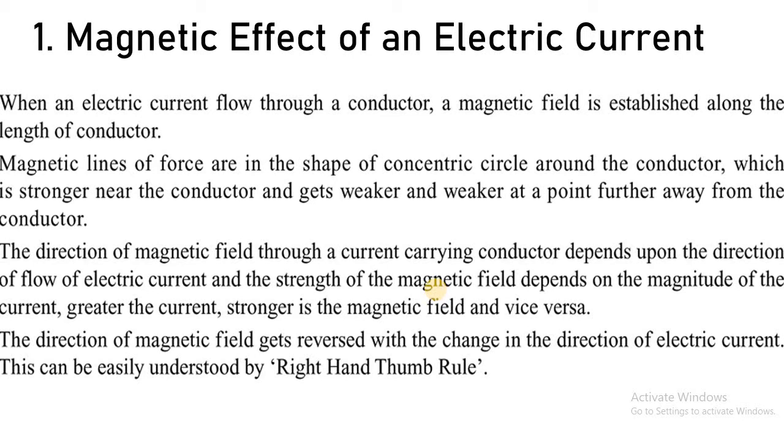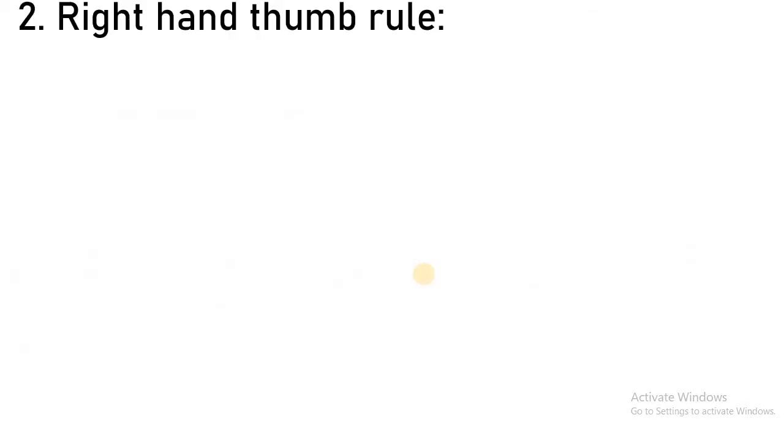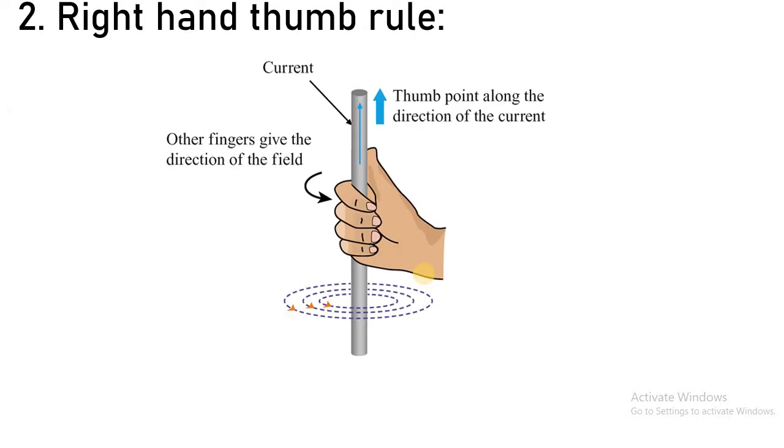Okay. Now the next point is the right hand thumb rule. That we have already seen. Now we want to apply it. So what is the right hand thumb rule? We have to now find out the direction of magnetic field with the help of our thumb and the fingers of right hand. So to find out the direction of magnetic field, what do we have to do?